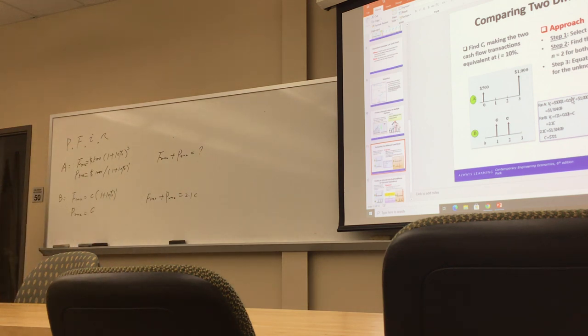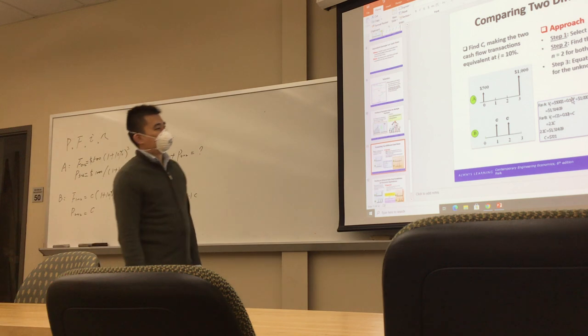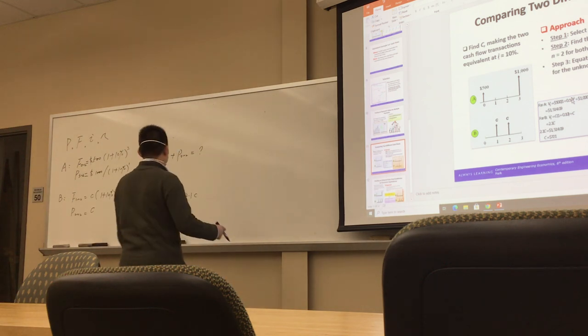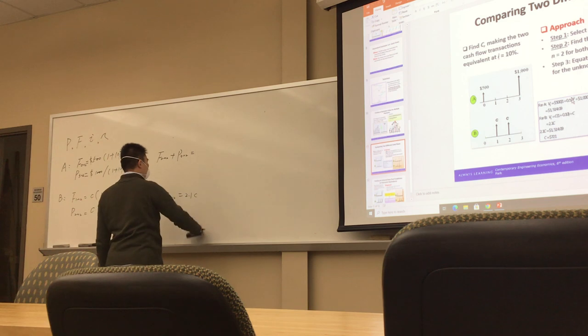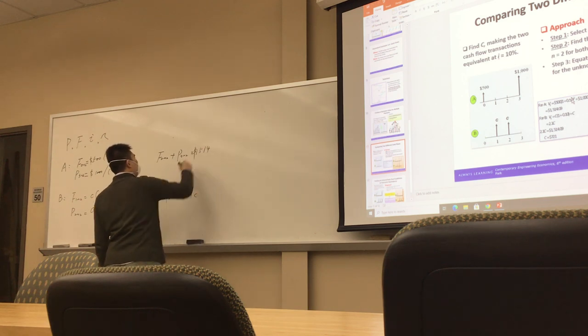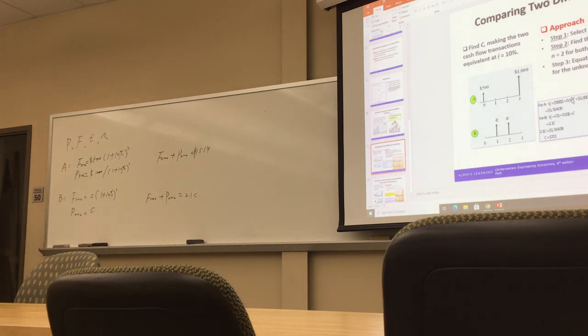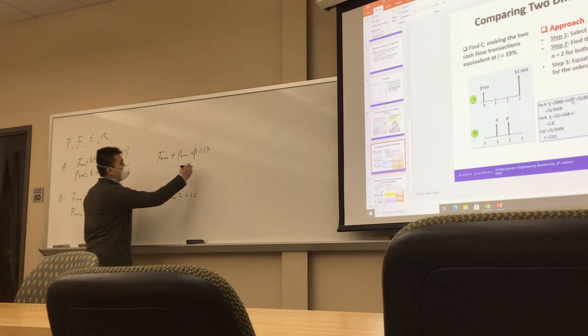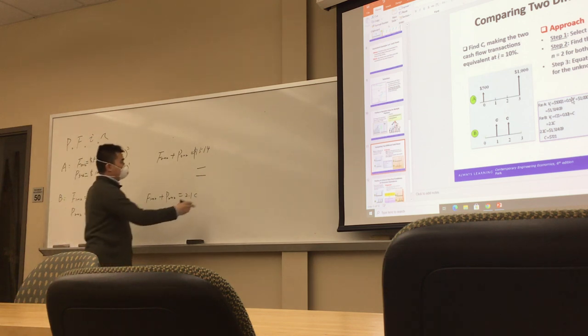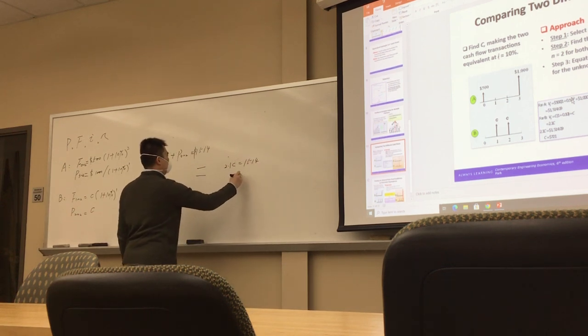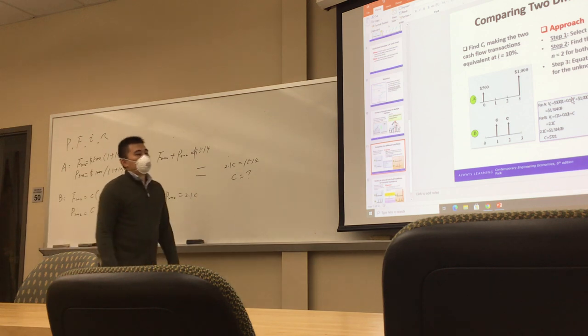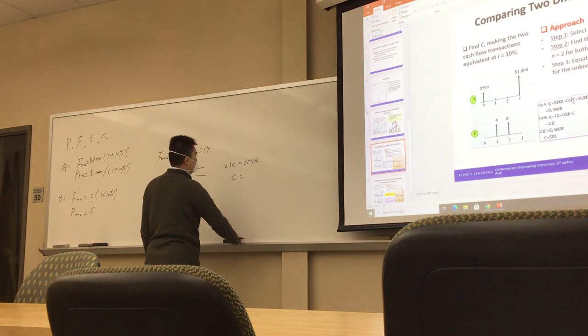So this is how much? Guess that's y by y four. Y by y four. So we said they are equivalent to each other. They're equivalent to each other means they are equal. So that means 2.1C is equal to 1.514C. C is equal to how much? So here C is equal to 7.21.